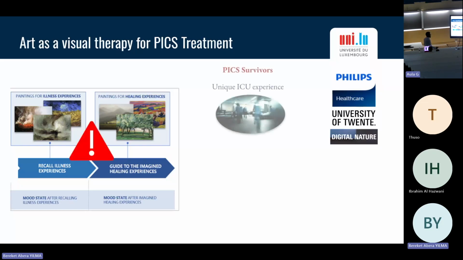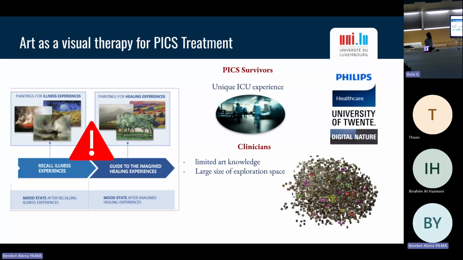So the first challenge is the ICU experience of patients is unique. Everyone has their own unique experience, and they don't really resonate to the same set of paintings the same way. The concept we talked about, emotional and cognitive reflections that are triggered as you are exposed to visual stimuli. And the other challenge is for the clinicians.